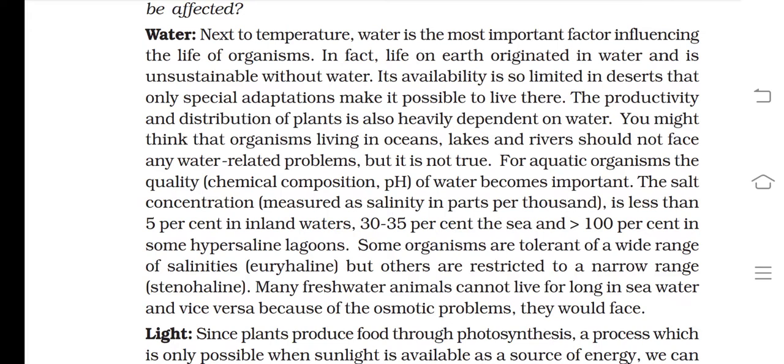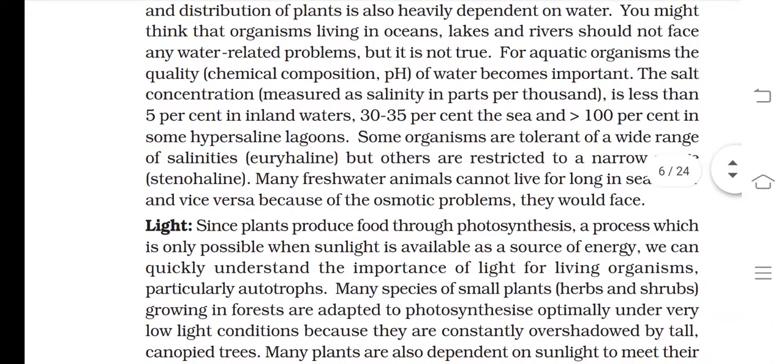If we talk about aquatic organisms which live in oceans, lakes, rivers and ponds, we think that they are not going to face any water-related problems, but it is not 100% true. For aquatic organisms, water quality, including chemical composition as well as pH of water, is one of the biggest issues. If we talk about salt concentration, you will remember that it is known as salinity, which is measured in parts per thousand.